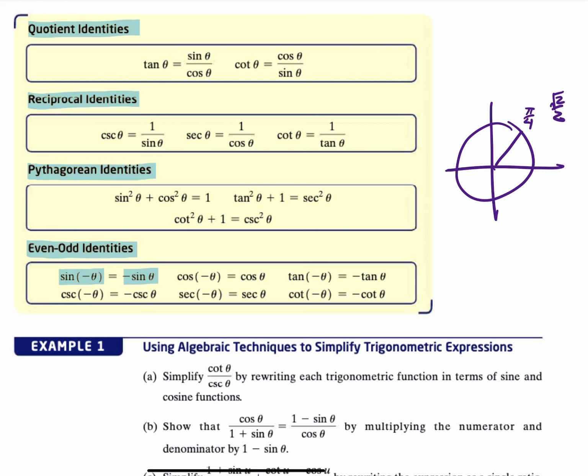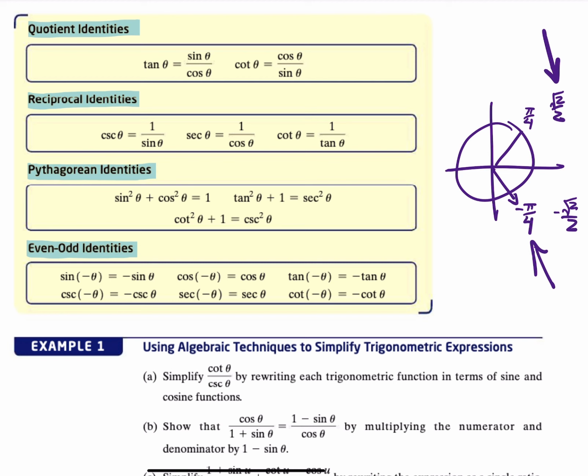Well, if we imagine the negative version of that angle, negative pi over 4, the sine of negative pi over 4 is negative root 2 over 2. So the sine of negative theta equals the negative version of the sine of the positive angle. That's true for any angle for the sine function. Meaning if we have the sine of a negative angle, we can pull out the negative. The negative can come out in front. And that can be useful sometimes.